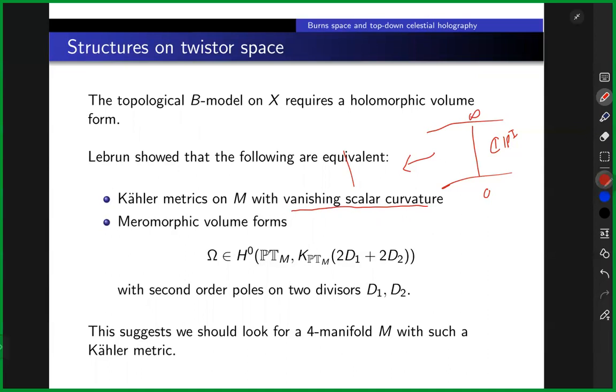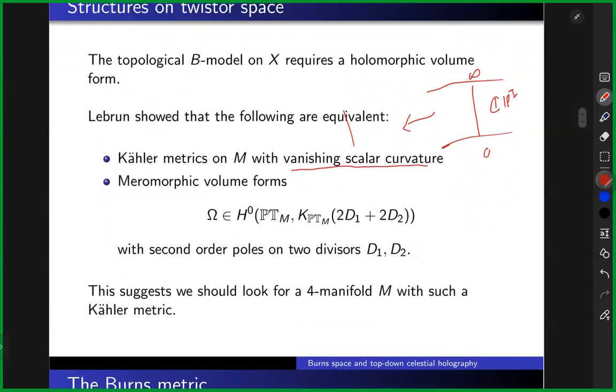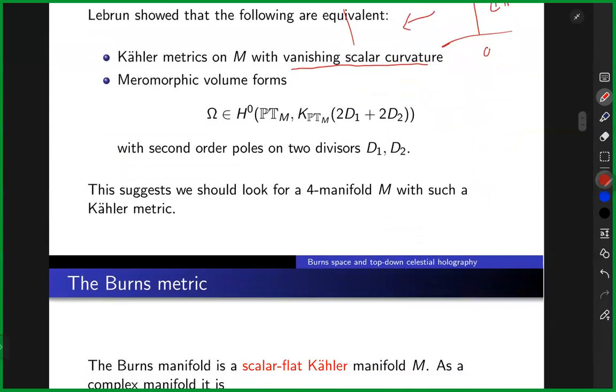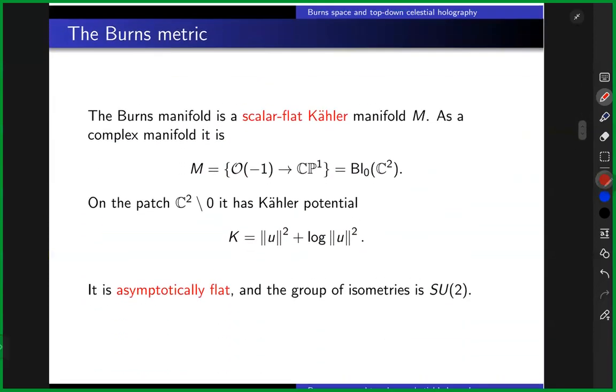Yeah, so that's really how you see the structure of space-time. Okay, so the space we're going to use is a manifold just like this, with this scalar flat metric. And it's an extremely simple thing. It's a scalar flat Kähler metric, so in particular it has a complex structure. And as a complex manifold, it's just the blow up of C2. So it's a line bundle over CP1.